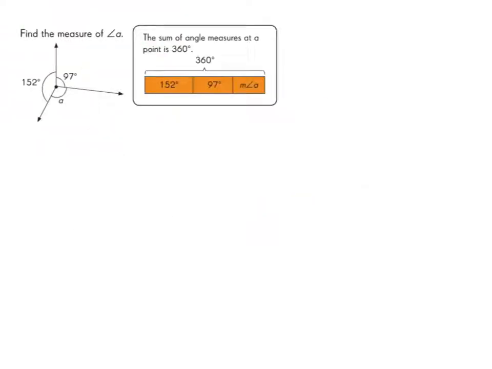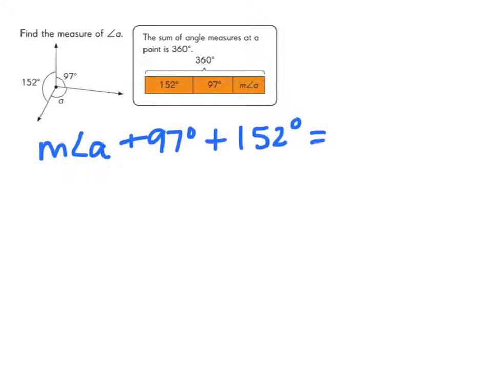Now let's find the unknown measures of angles at a point. We have a figure here that includes a 152 degree angle, a 97 degree angle, and an unknown angle A, all meeting at a point. We know that the sum of angle measures at a point is always 360 degrees. So we can write this equation. The measure of angle A plus 97 degrees plus 152 degrees will equal 360 degrees.